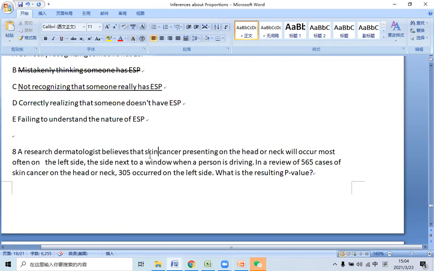Research: a dermatologist believes skin cancer presenting on the head or neck will occur most often on the left side. This left side is next to the window when a person is driving. When you drive a car, the window is on your left side. And so he reviewed 565 cases of skin cancer.